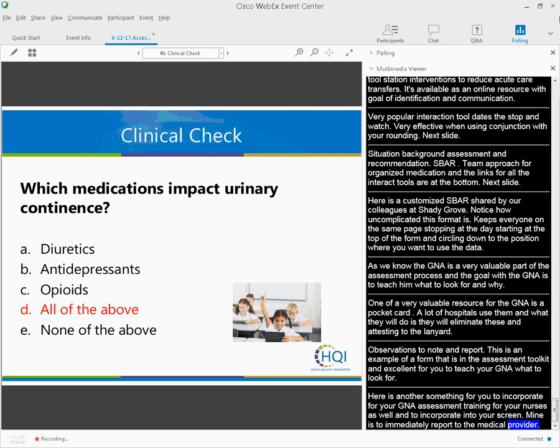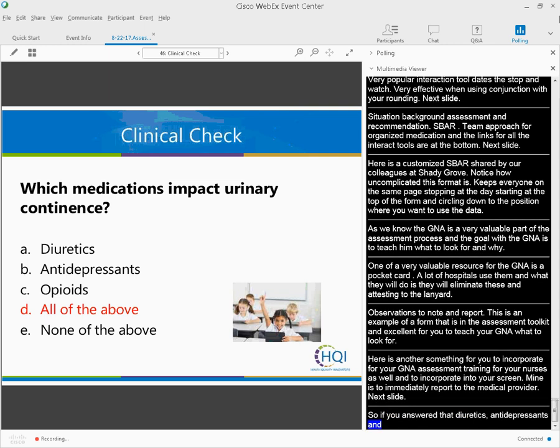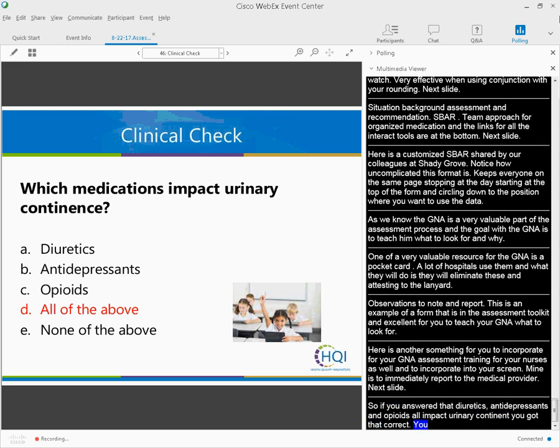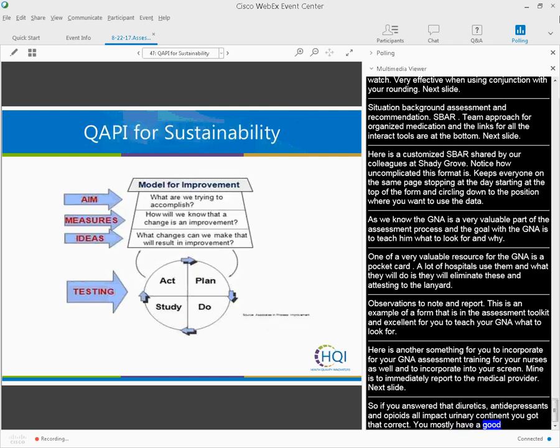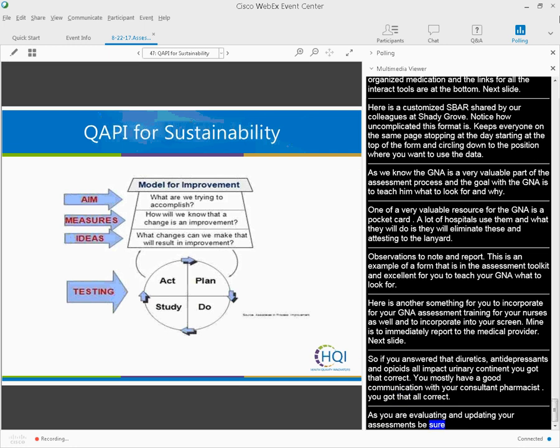So if you answered that diuretics, antidepressants, and opioids impact urinary continence, you got that correct. And you guys are pretty good. You must have good communication with your consultant pharmacist. You got that all correct. Next slide, please. As you are evaluating and updating your assessments, be sure to include CLOCKY. It's a very effective means for tracking education efforts related to your clinical outcomes, such as early identification of sepsis and reduced admissions. Next slide, please.